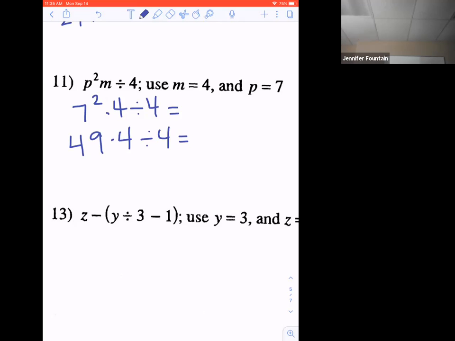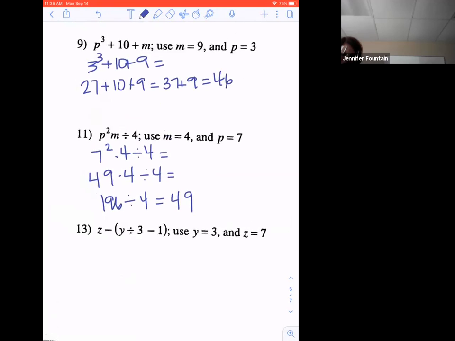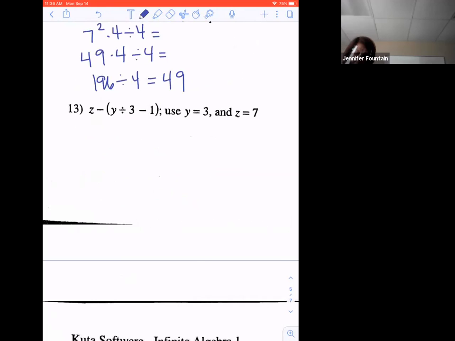Remember, if I have multiplication and division in the same problem, I work it from left to right. Going left to right, the first thing I have is 49 times 4. What is 49 times 4? 196. Now, 196 divided by 4 is going to give me what? 49. There's really no point to that; I could skip the problem and still get it right. So 49 is your answer there. Do number 13. Already did that one. Awesome.